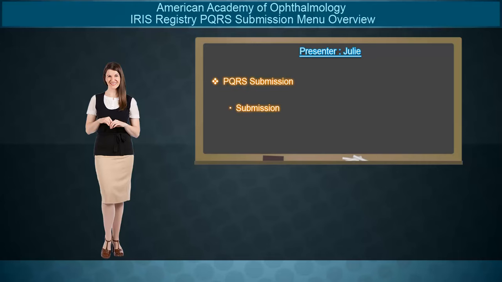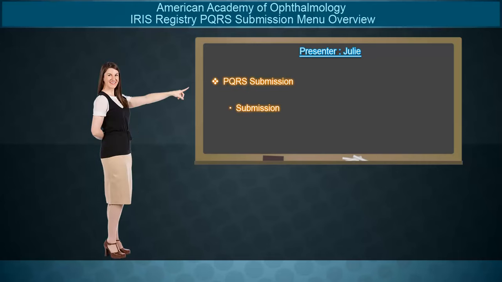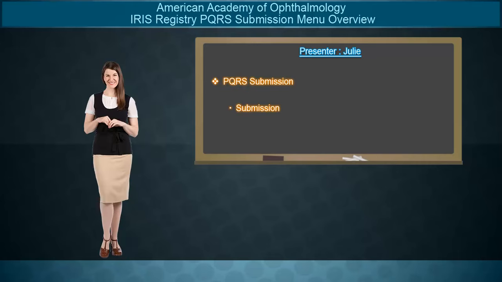On the left-hand side, within the application menu is the PQRS Submission menu. Clicking on this will bring up the Submission sub-menu. The IRIS Registry web portal is available to help practices meet 2015 Physician Quality Reporting System reporting requirements. Through the web portal, practices can report on either the individual measures or the cataracts measures group.